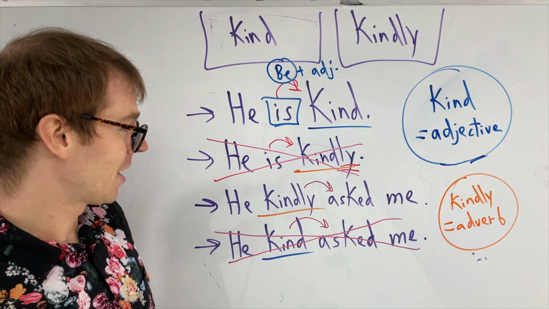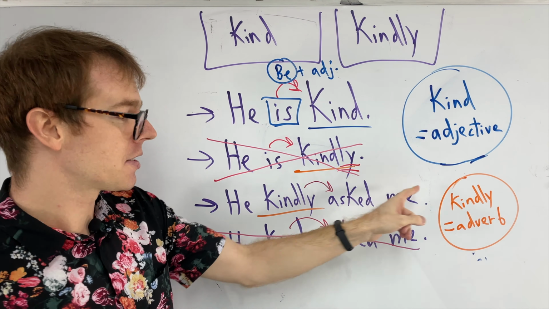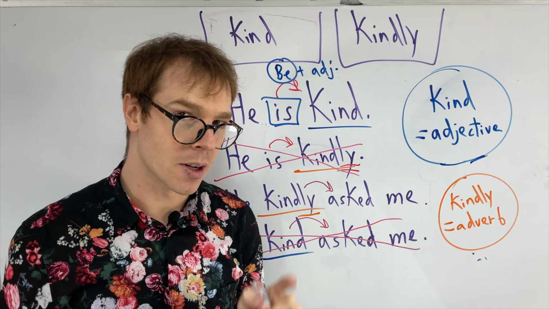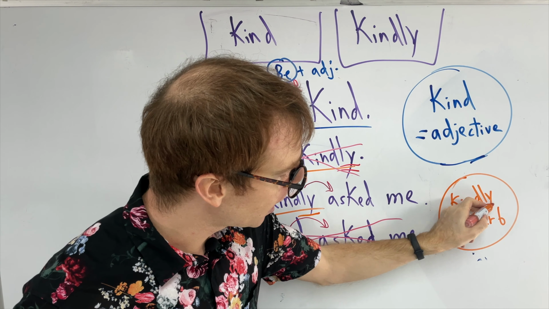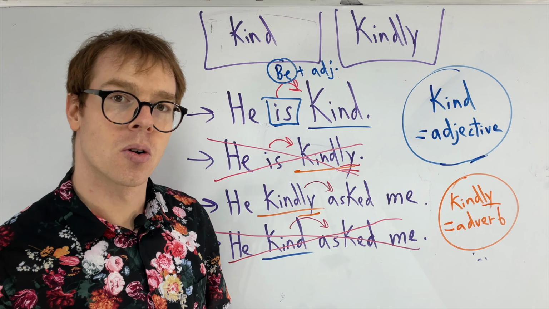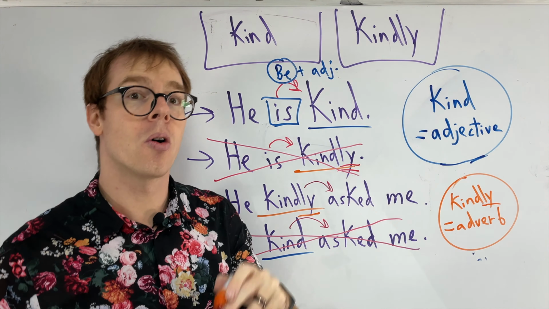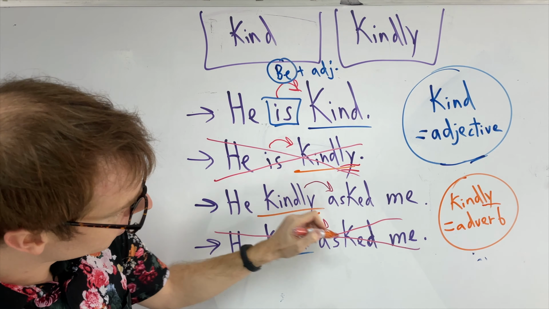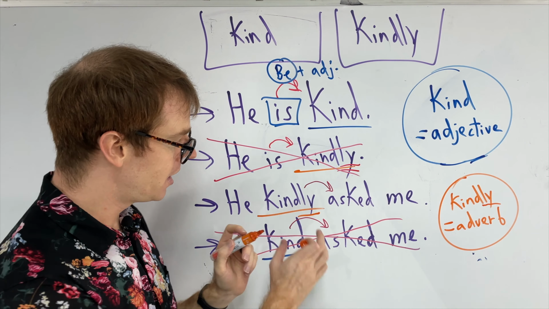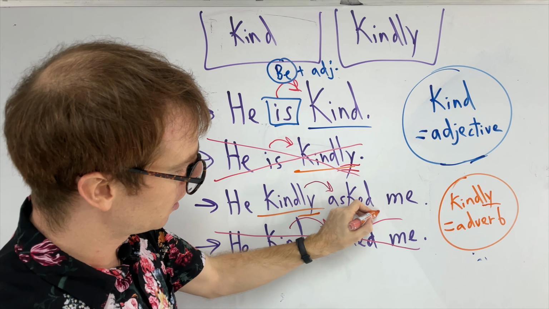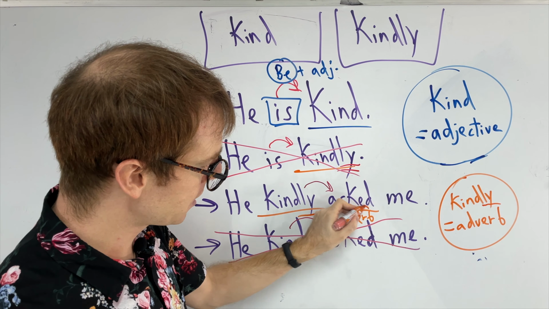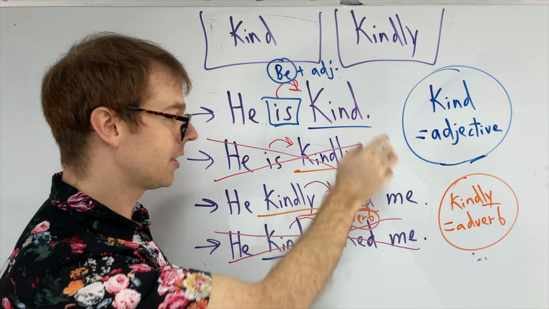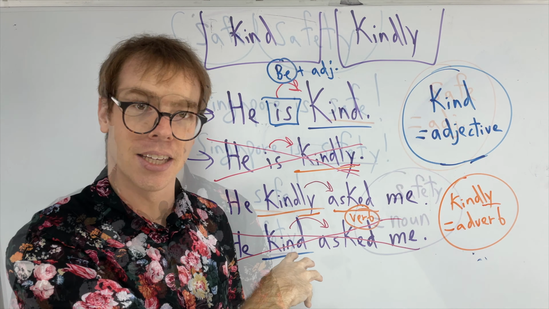But this one, let's see. If I say he kindly asked me. Kindly asked me. Ly, that's our clue. Ly we use with our adverbs, right? Quickly, kindly, slowly. So here, he kindly asked me. An adverb, this word we use with our verb. Asked, our verb. So, see that? We have our adjective with be. We have our verb with kindly.